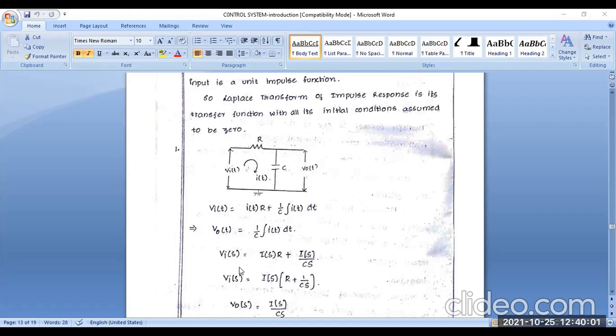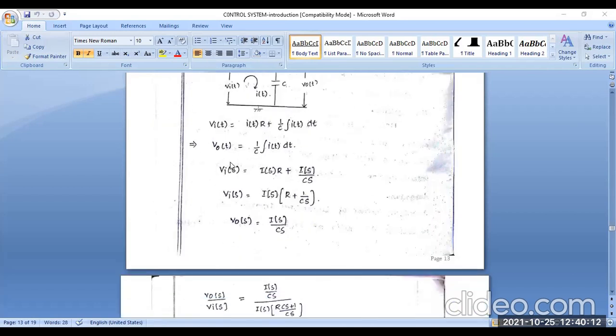So we apply the Laplace transform to the input voltage of the circuit. Then we have to write the output voltage. For the output voltage V out, we apply the Laplace transform, and it is equal to I(s) by CS. Okay, so now we have calculated the input voltage and output voltage after the Laplace transform of the given circuit, the impulse response circuit.